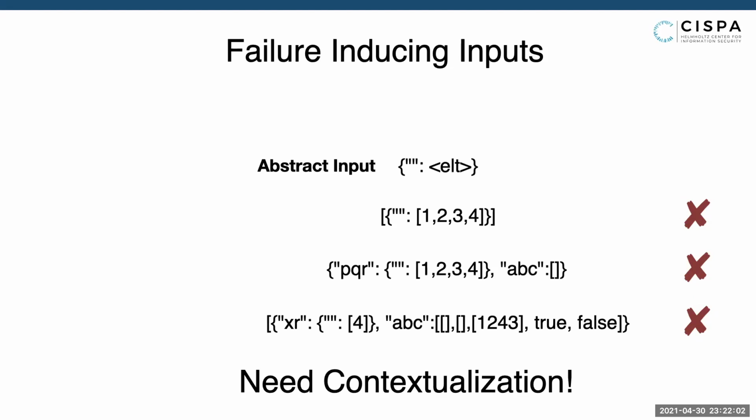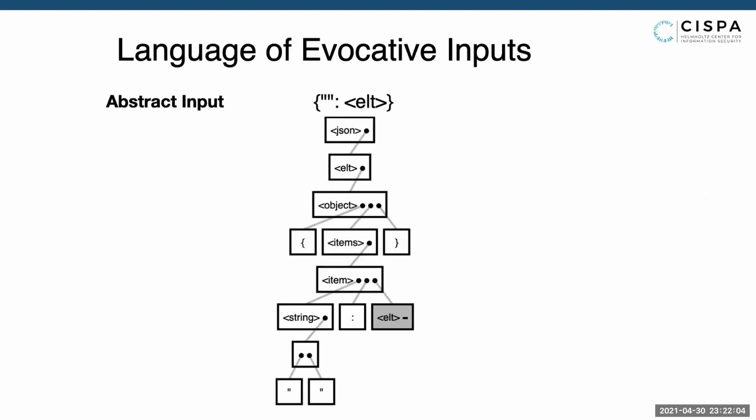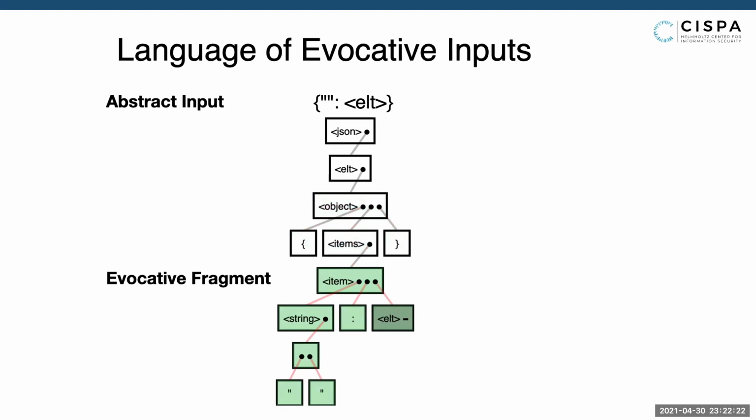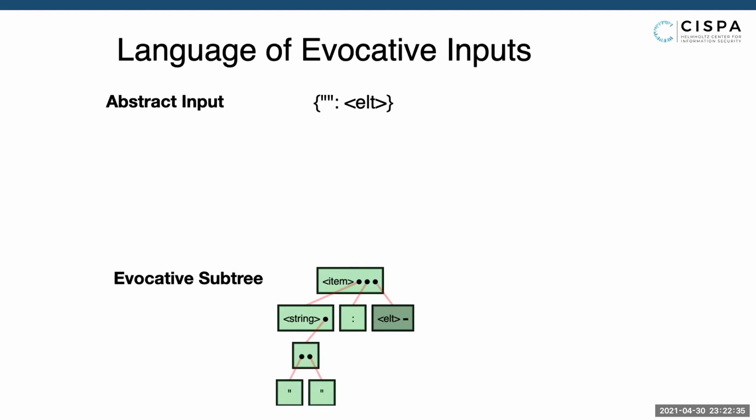And this is the first step in input algebras. First, as before, we start with the abstract parse tree generated by DDSET. Then we look for and extract the fragment of this parse tree that captures the essence of the bug. And this can be done automatically by simply trying to capture all concrete parts of the input. And it can also be further refined manually. And in our example, an input is failure-inducing if it contains a non-terminal item with an empty key. We thus extract the subtree that contains this pattern. This is the evocative subtree.